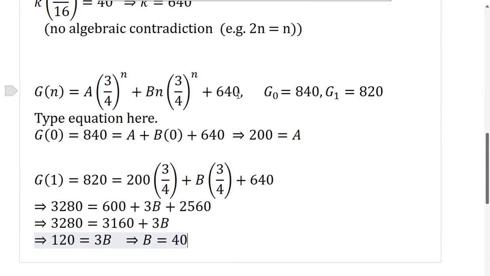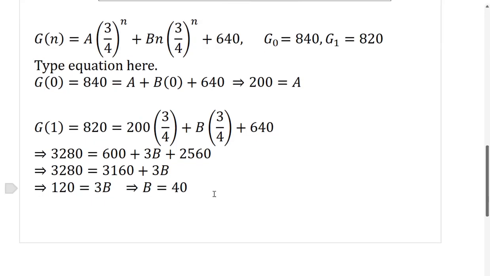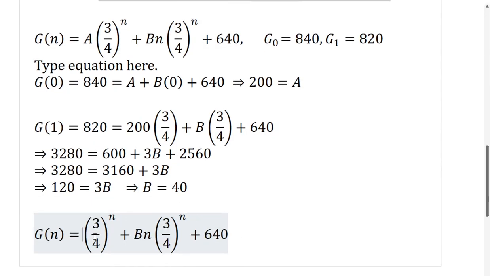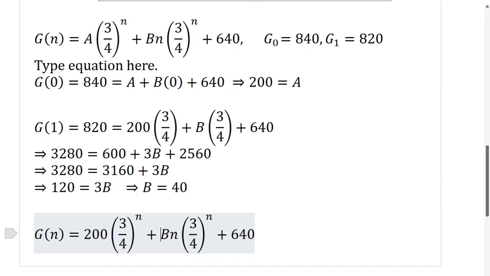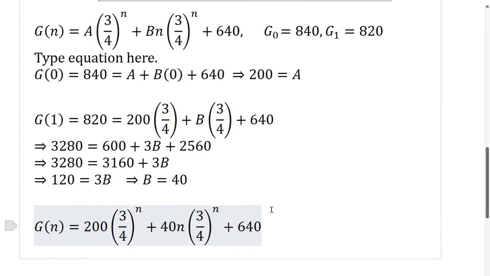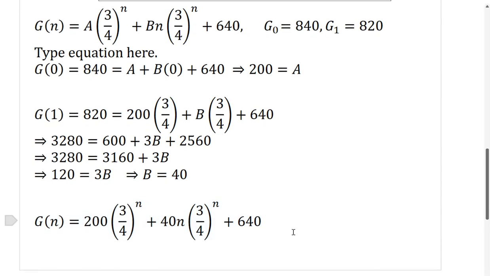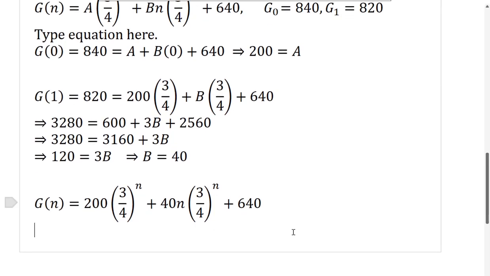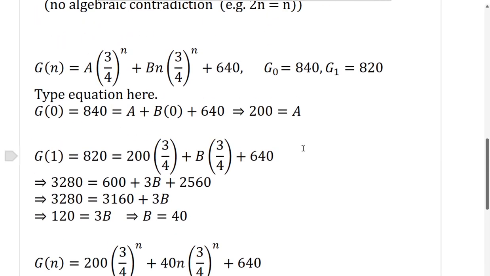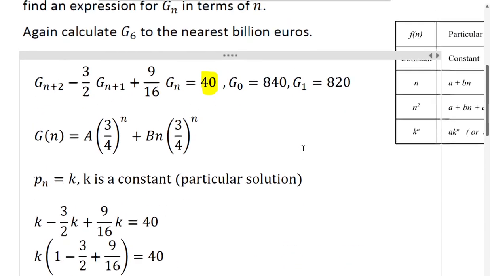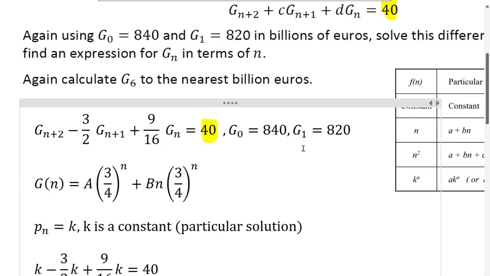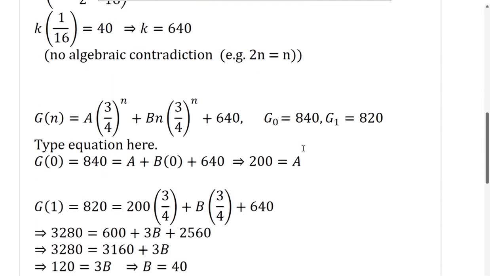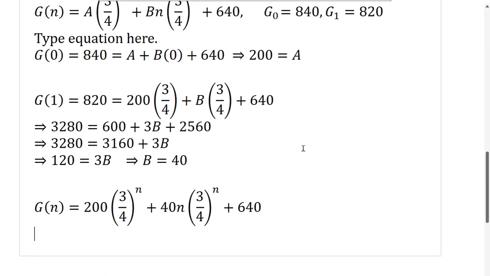So our new equation then becomes, we now know what A is, we know what B is, we found a particular solution. There's so many steps to this thing. So A is 200, B is 40, and that is our general solution to our inhomogeneous equation. And now we want to find G6. So again, calculate G6. So find an expression for Gn in terms of n, which we've just done. Then we want to find G6.